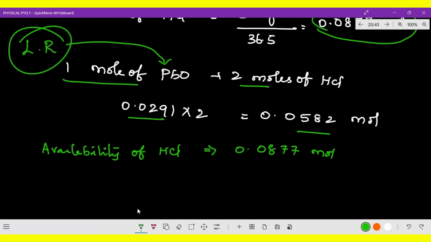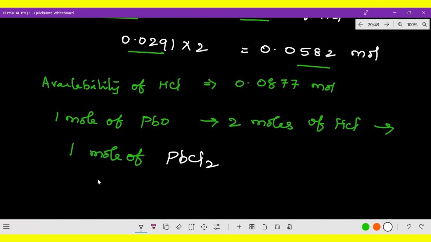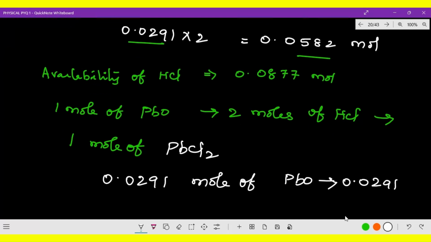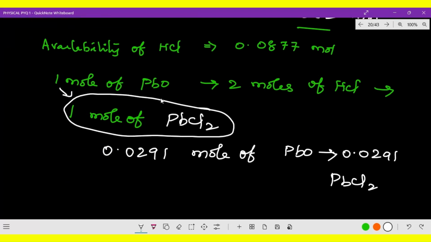So 1 mole of PbO requires 2 moles of HCl to give 1 mole of PbCl2, which I just mentioned clearly. See here, 1 mole of PbO combined with 2 moles of HCl gives 1 mole of PbCl2 and 1 mole of water. So 1 mole of PbO can give 1 mole of PbCl2. That means 0.0291 mole of PbO can give only 0.0291 mole of PbCl2.